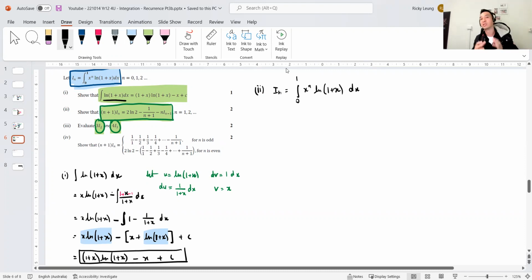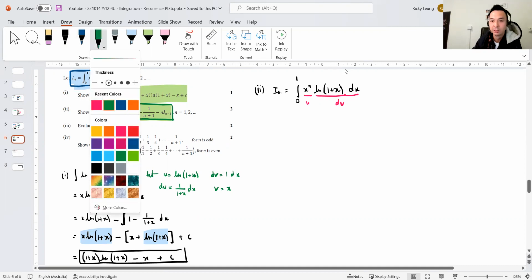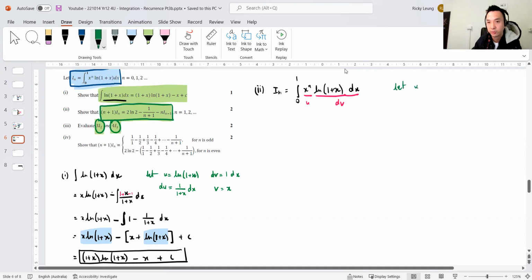It's to give me the ability to set this as dv. Can you see that? Because then I'll integrate that, and I've already done that in part 1, right? And then let this be u. So that is the key, right? So I'm going to let u equal x to the power of n, and let dv in this case be ln(1 plus x) dx, because I've already integrated that, right?